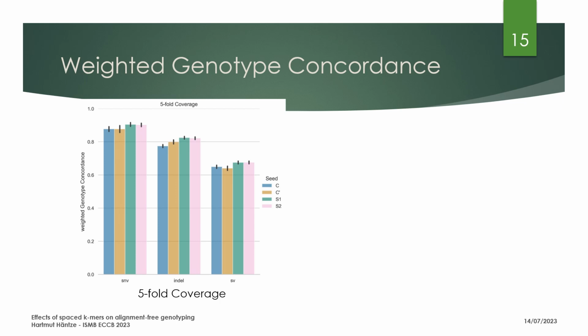Now, the first two bar plots are always the genotype concordance of the control group, and the last two bar plots show the genotype concordance of the group with the spaced k-mers. And as you can see, the spaced k-mers outperform the control group in all cases, independently of variant type. Now, if we look at the data at 30-fold coverage, the results get a little bit more complex.